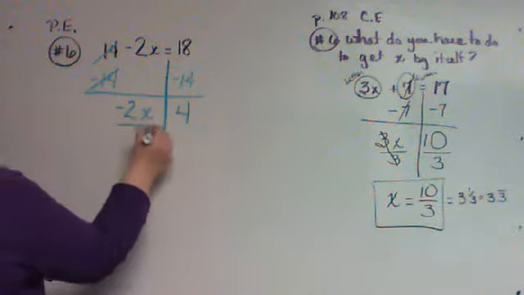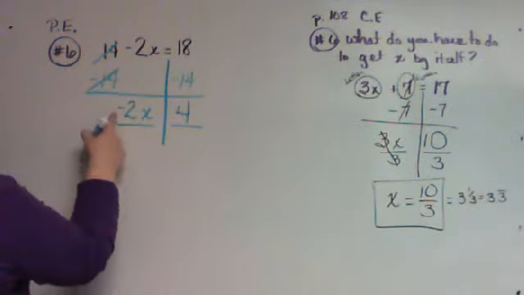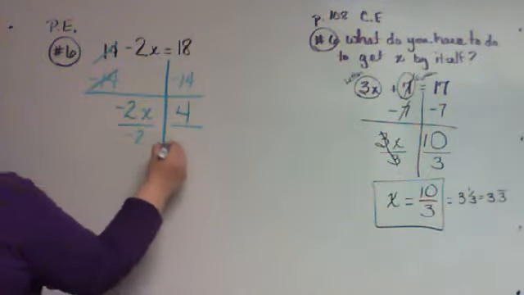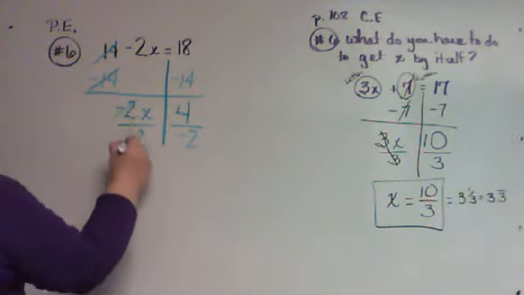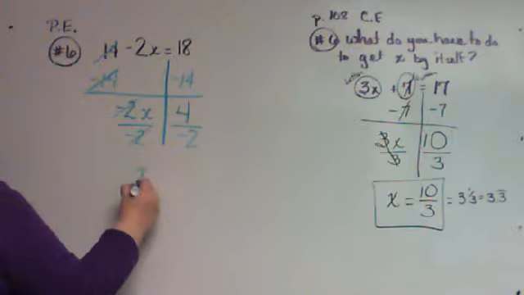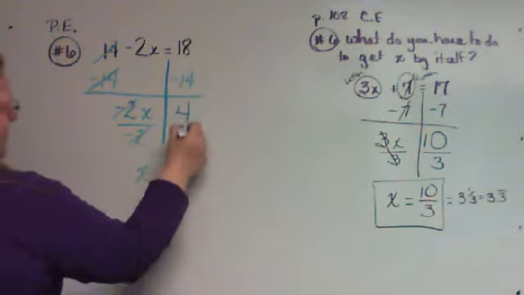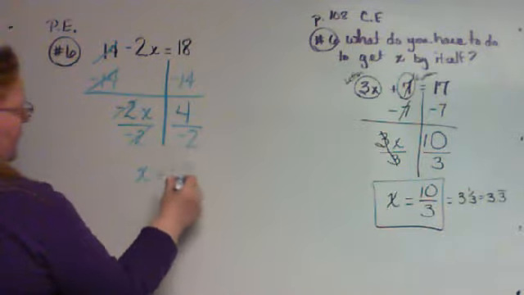Then I divide by the number in front of the letter. My number in front of the letter is a negative 2, not a positive 2, it's a negative 2. So I divide by negative 2. That leaves me with x on one side, and negative 2 goes into positive 4 negative 2 times.